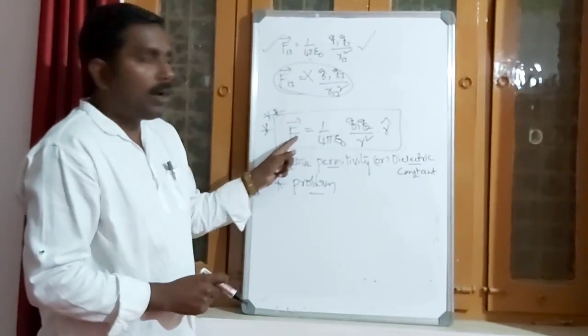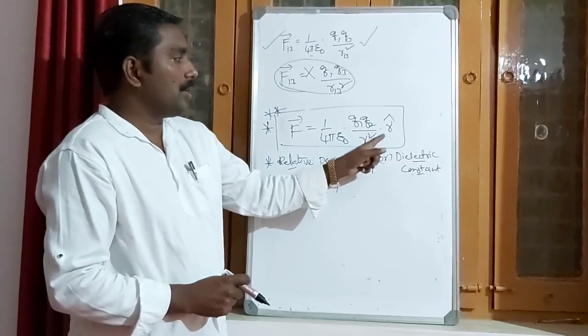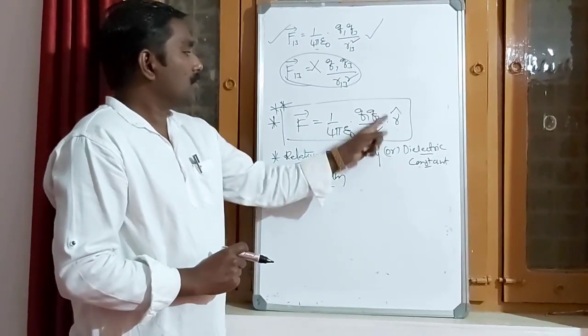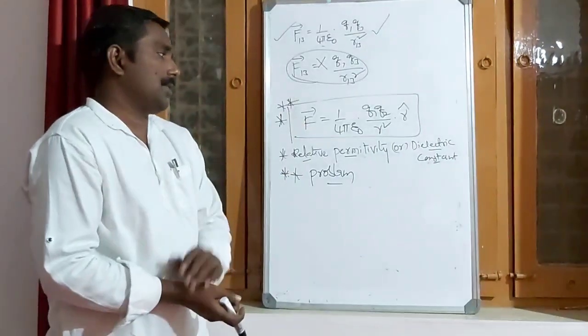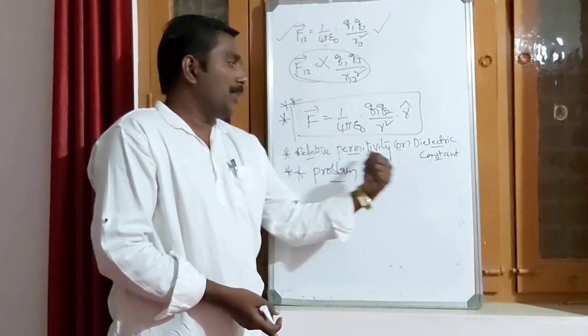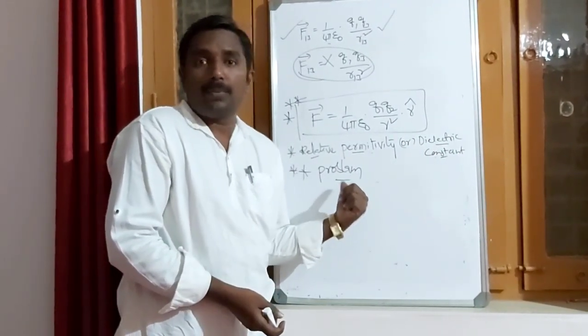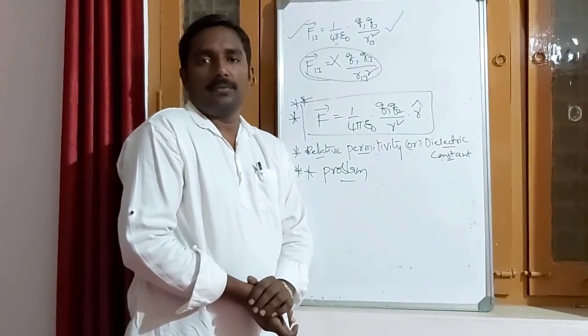F vector is equal to 1 by 4 pi epsilon naught Q1 Q2 by R square into R cap, where R cap is the unit vector. So this is the Coulomb's law in vector form. This is the most important. Next one is related to permittivity or dielectric constant, also very important. And last, the numerical problem is also very important from the examination point of view. Okay, students.